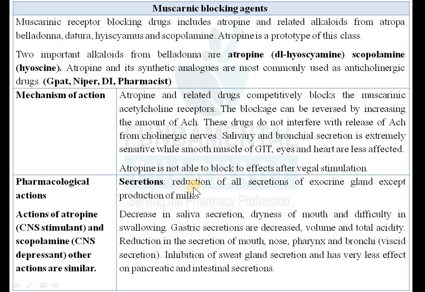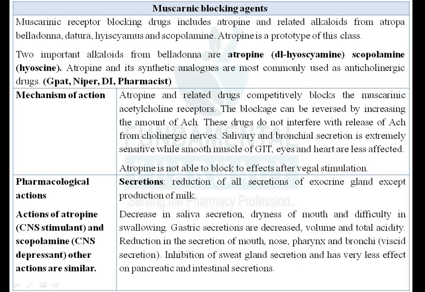जो भी secretions होंगे आपके, so secretion will be reduced. All the secretion like exocrine gland except production of milk. मतलब जितने भी exocrine gland है इसमें, जैसे आप lacrimation will be reduced, salivation will be reduced, bronchial secretion will be reduced, gastric secretion will be reduced, okay, pancreatic secretion will be reduced, bile secretion will be reduced, each and every secretion will be reduced, okay, sebum, okay, sweat, everything will be reduced. So secretion will be reduced.